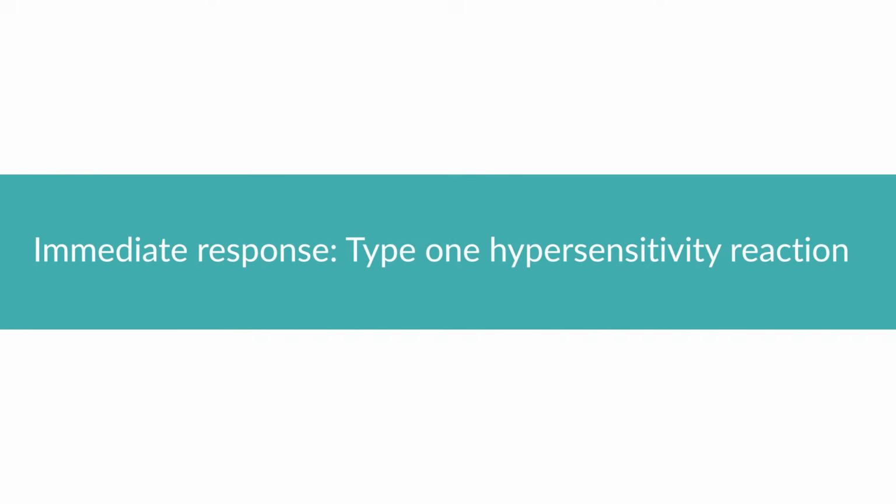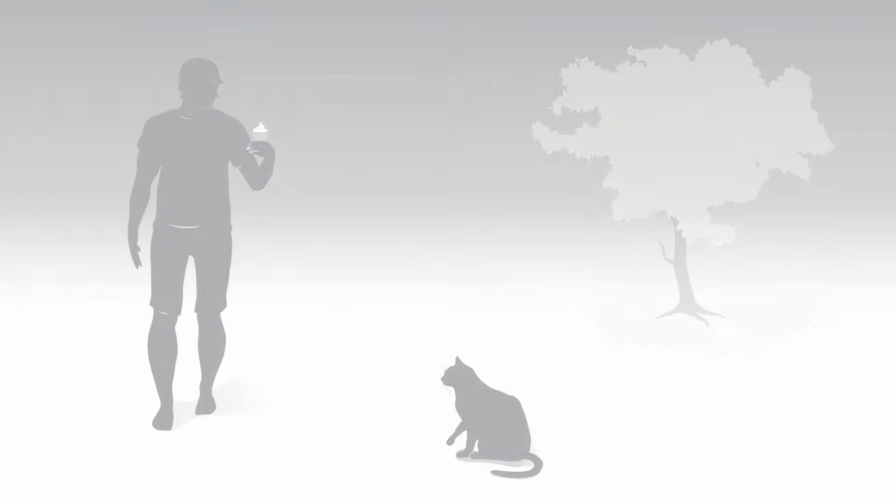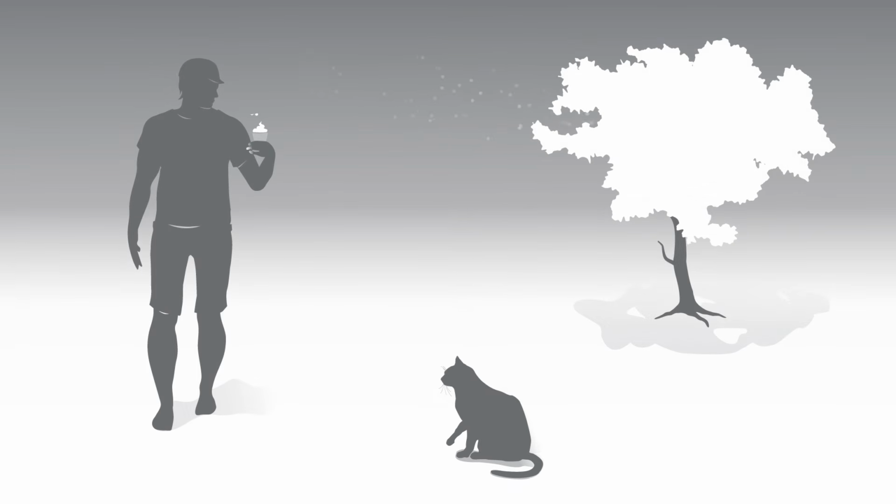Immediate response. Type 1 hypersensitivity reaction. A hypersensitivity reaction is when the body responds to an otherwise harmless substance which is normally ignored. In this case, the body recognizes the substance and triggers an inflammatory response. The usually harmless substance is called an allergen. The inflammatory response is colloquially referred to as an allergic reaction.